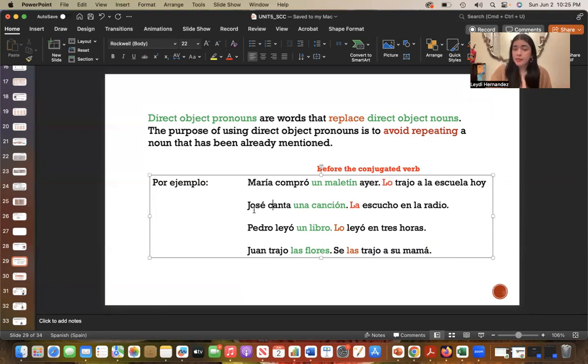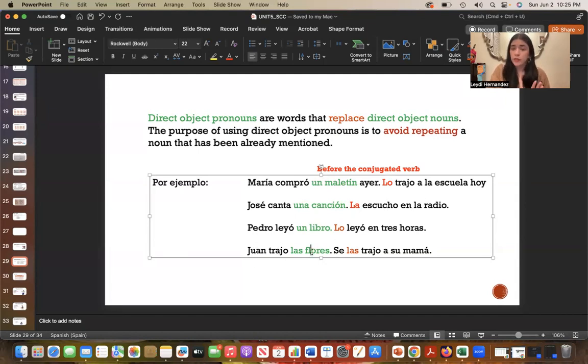Okay, the next sentence, José canta una canción. Now, José is my subject, canta is my action, and una canción is my direct object noun. Now we're gonna continue talking about a song, but we don't want to repeat song and song again. So we need to replace the noun with a pronoun. Now una canción, it's feminine and it's singular. What is the pronoun that is feminine singular? La. Okay, we have it right here. We place it right before the conjugated verb. La escuchó en la radio. Okay, we're gonna go over just one more.